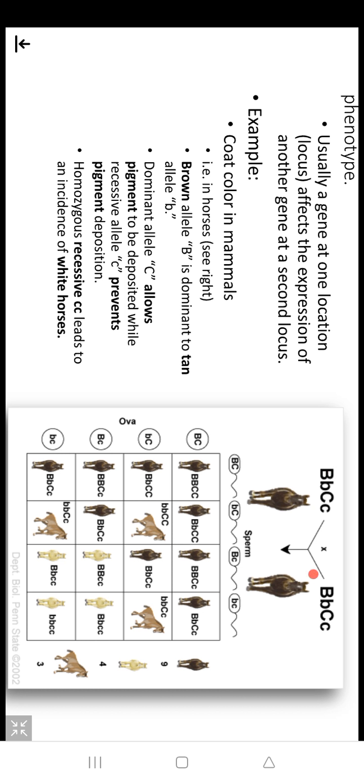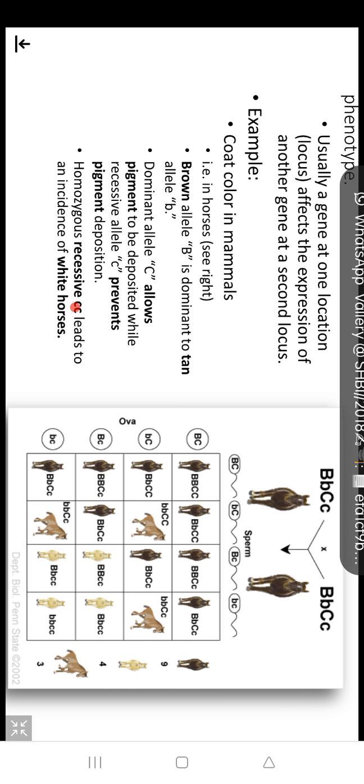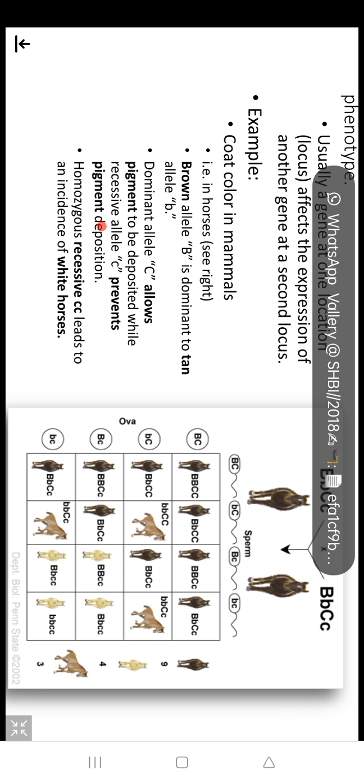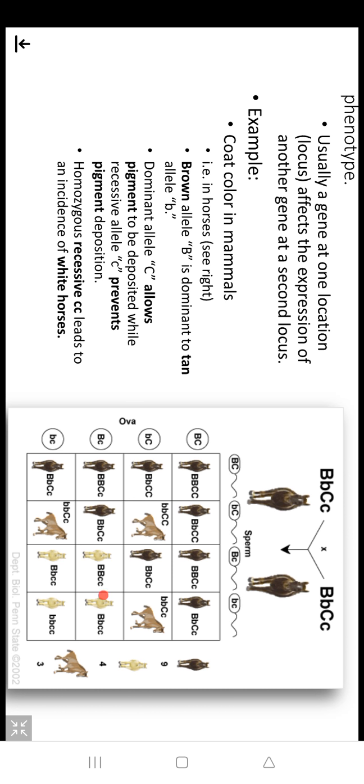these two parents with this form of allele combination, you find that those organisms with the recessive c will actually be white. You can see here, where the other locus has the recessive c, both alleles are recessive, cc. All these horses will be white because cc prevents pigment deposition. But when we have a capital C, okay, let's start here.